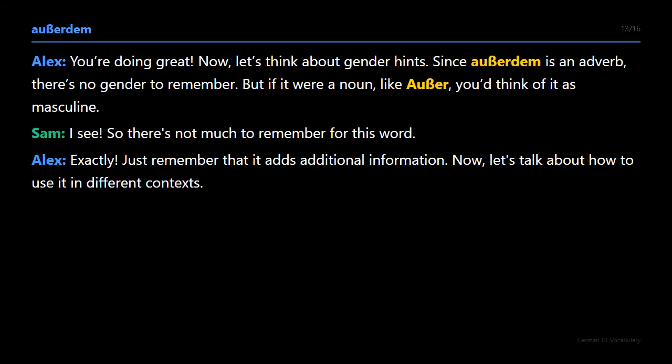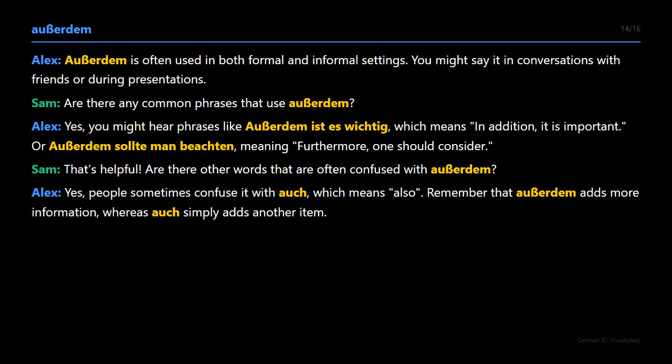Now, let's talk about how to use it in different contexts. Außerdem is often used in both formal and informal settings. You might say it in conversations with friends or during presentations. Are there any common phrases that use Außerdem? Yes, you might hear phrases like, Außerdem ist es wichtig, which means in addition, it is important. Or, Außerdem sollte man beachten, meaning furthermore, one should consider.